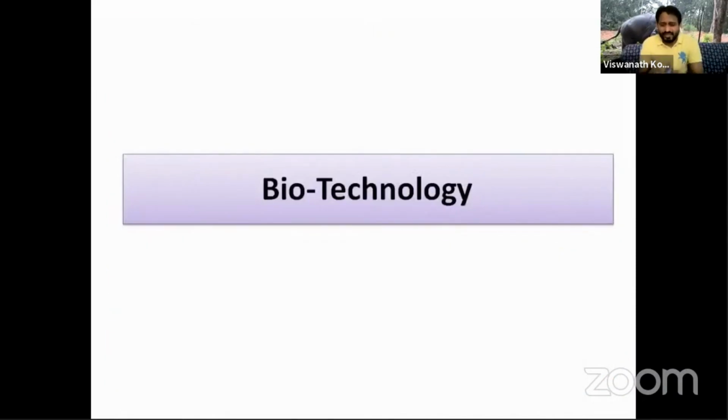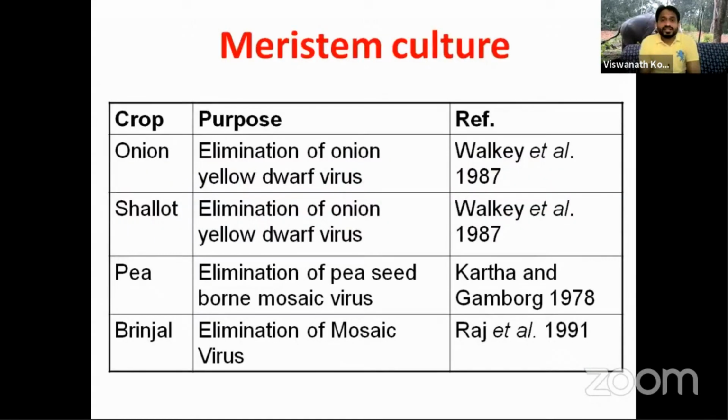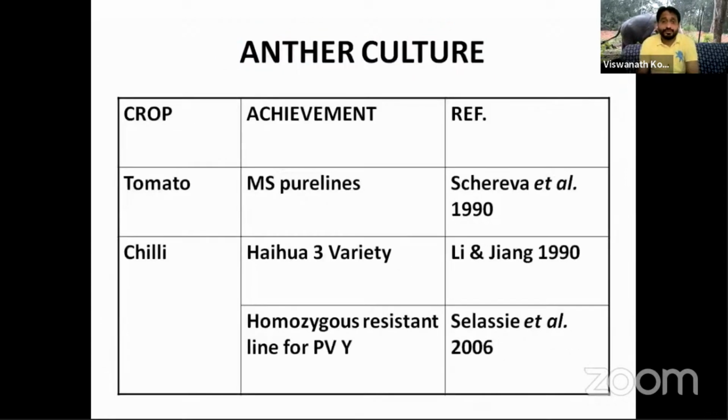So I will give a very brief overview about biotechnology. Meristem culture generally we go for the elimination of viruses. So in onion, shallot, pea and brinjal, meristem culture is followed for the elimination of different viruses. Anther culture is for the development of homozygous lines. From anthers, pollen grains are N, not 2N. Pollen grains are N, not 2N haploids.